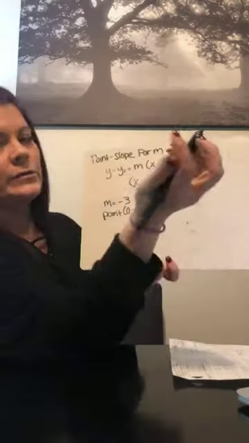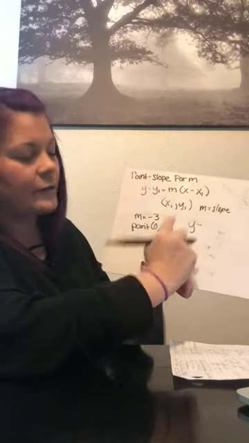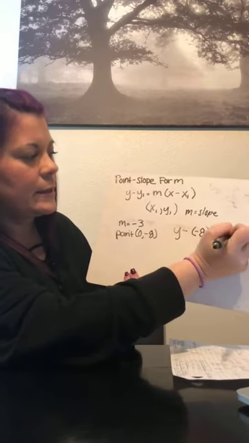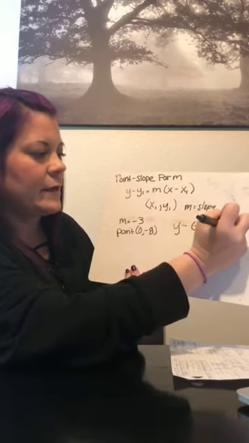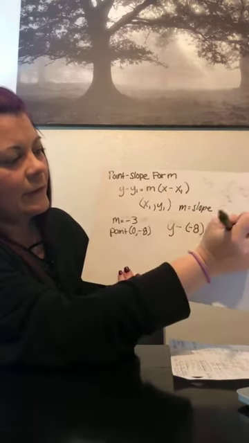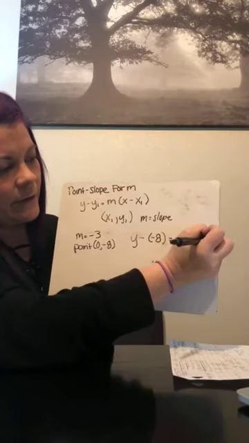Okay, let's do another one. If I were to give you the slope is negative 3 and then the point that it goes through is 0, negative 8, we can do this again. So it's y minus y1, which is the y coordinate, so negative 8. Y minus negative 8 equals the slope, so negative 3 again, times x minus x1. So x minus x1, and x1 is 0. The x value is 0.